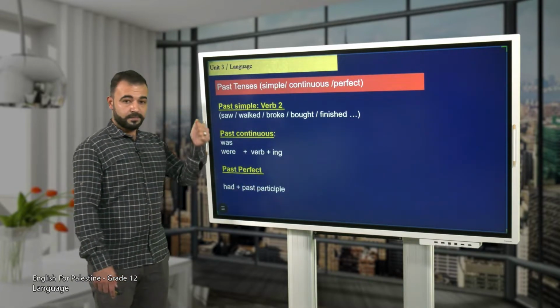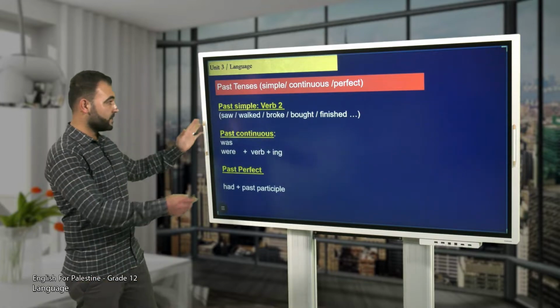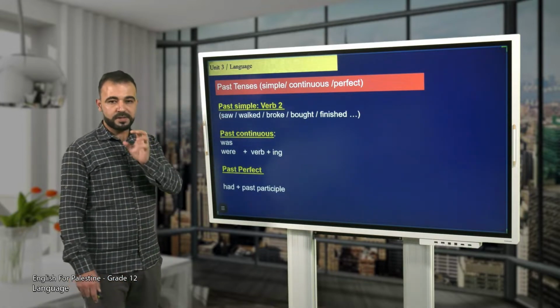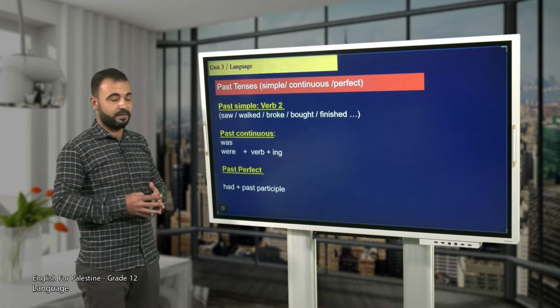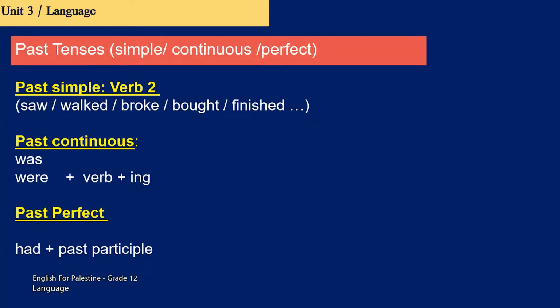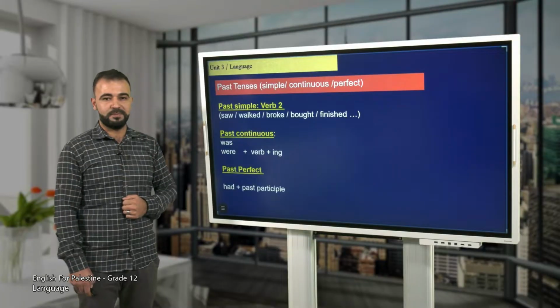The past tenses: simple, continuous, and perfect. Let's see them. Past simple tense focuses on V2, the form 2 of the verb, or the second derivation. For example, saw is the past of see, walked, broke, bought, finished, etc. Past continuous, the main verb of this tense is was or were plus verb plus ing. And finally, the past perfect. The form of the past perfect tense is had plus the past participle form.